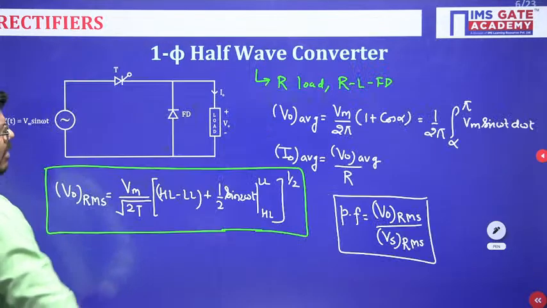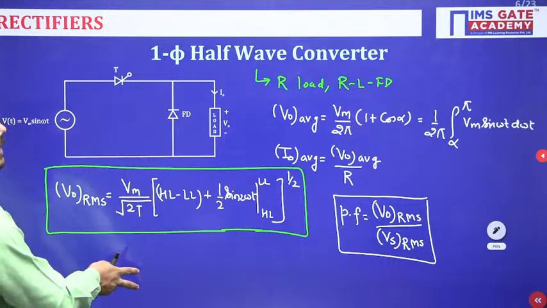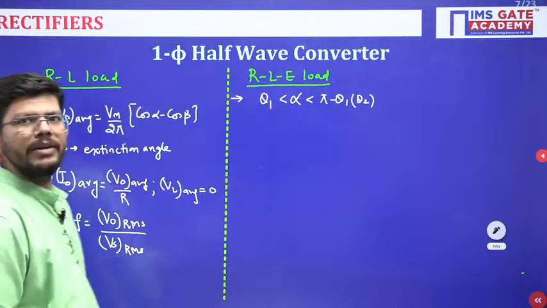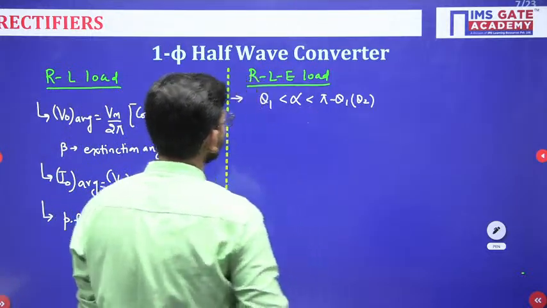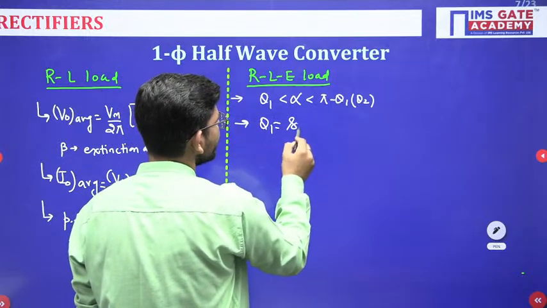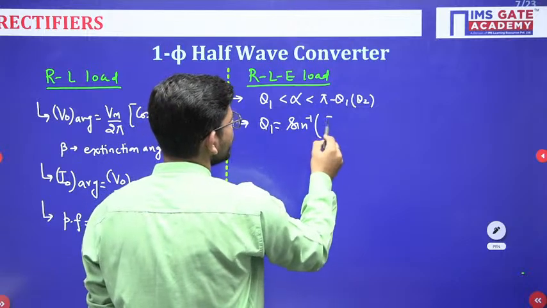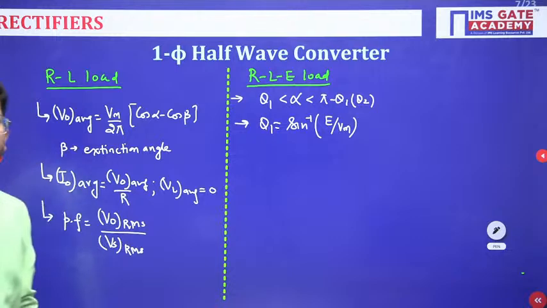Whenever we have an inductive load, the beta concept will be there, and the freewheeling diode is just to eliminate that beta concept. In RLE load, the firing angle should be in this range, and how do we calculate this theta 1? Theta 1 is equal to sine inverse E over Vm. This is how we calculate theta 1.